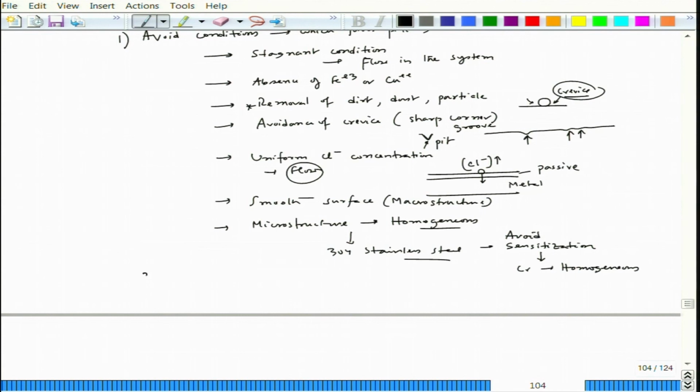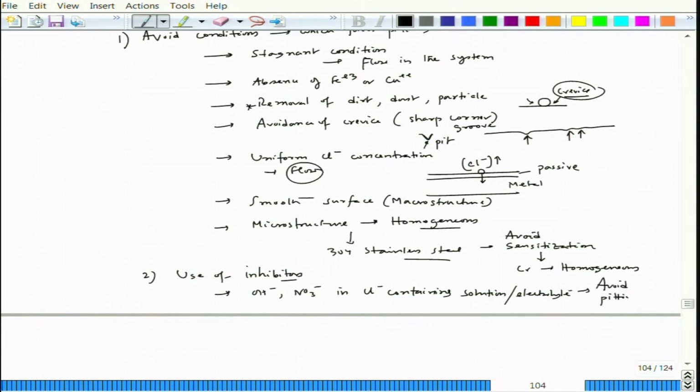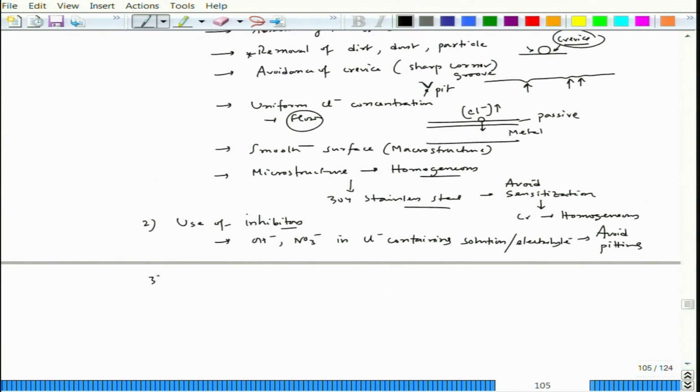Now, the second part is of course the use of inhibitors, which can avoid pitting. Sometimes people do use OH minus or nitrate in chloride containing solution or electrolyte, and that avoids pitting. Third, one can use cathodic protection.